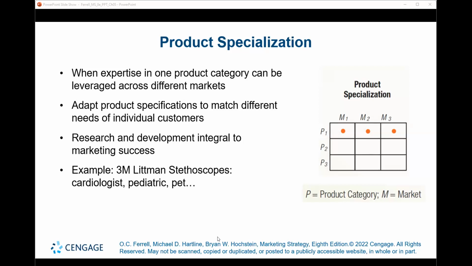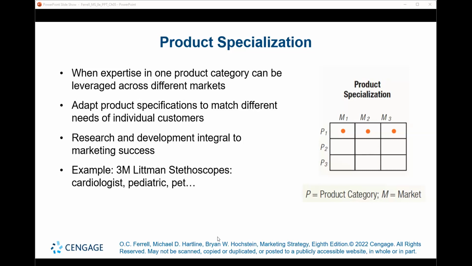And so Littmann stethoscopes is an example. Littmann makes stethoscopes for all kinds of humans and animals. They make stethoscopes for small animals, stethoscopes for big animals, for humans, for children. Everything. They focus on that one particular product and they adapt it across a wide market.